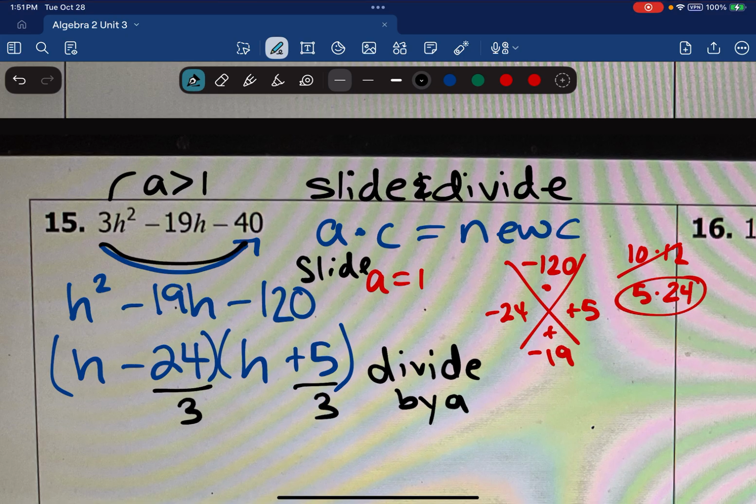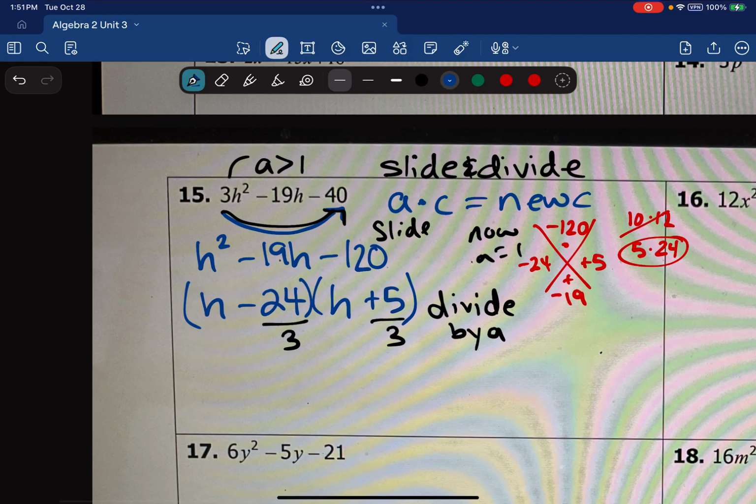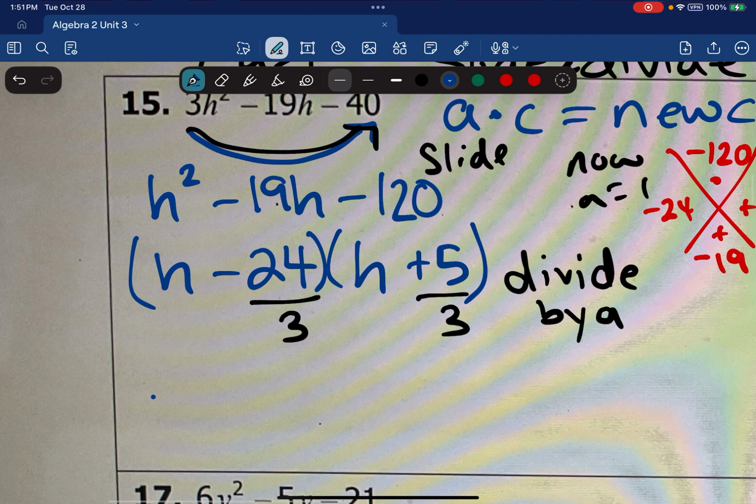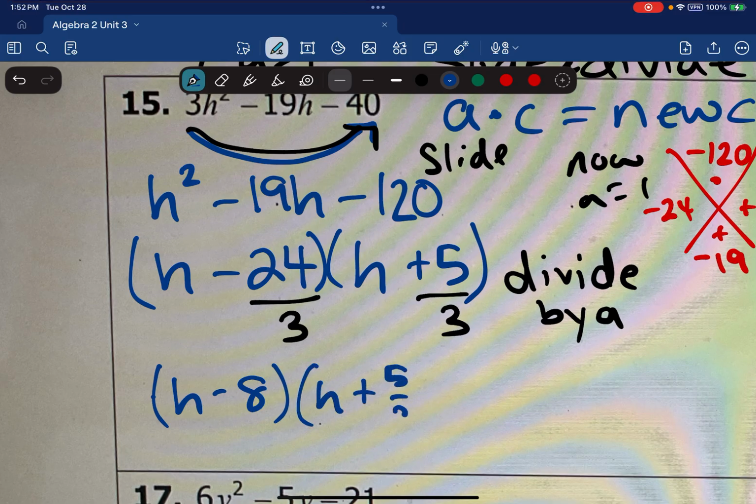So we multiplied a times c in the beginning. A was 3, so we now had to divide both pieces by 3. If they divide evenly, go ahead and do that. 24 divided by 3 is 8, so I get h minus 8. If they don't divide evenly, you're going to keep it as a fraction. This is our factored form.